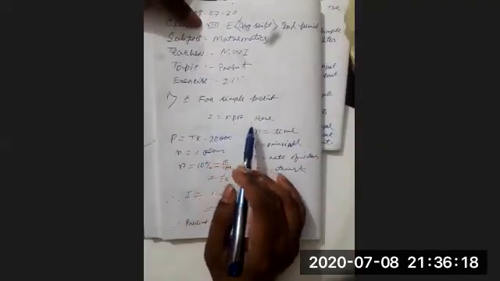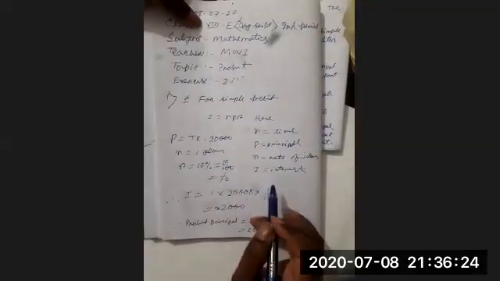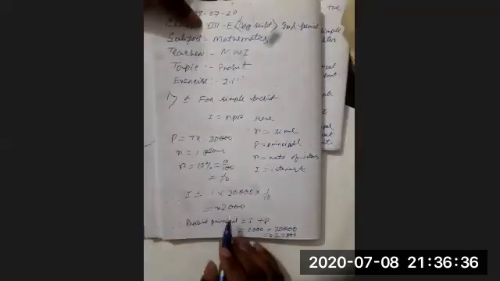For simple profit the formula is I equal NPR. What is the meaning of NPR? N is time, P is principal, and R is rate of interest. I is simple interest, and the respective values of P, R, and N have been given. Putting these values in this equation, we have got the interest. So the required profit principal after 1 year is I plus P, 22,000. Clear? So we can go for the next question.